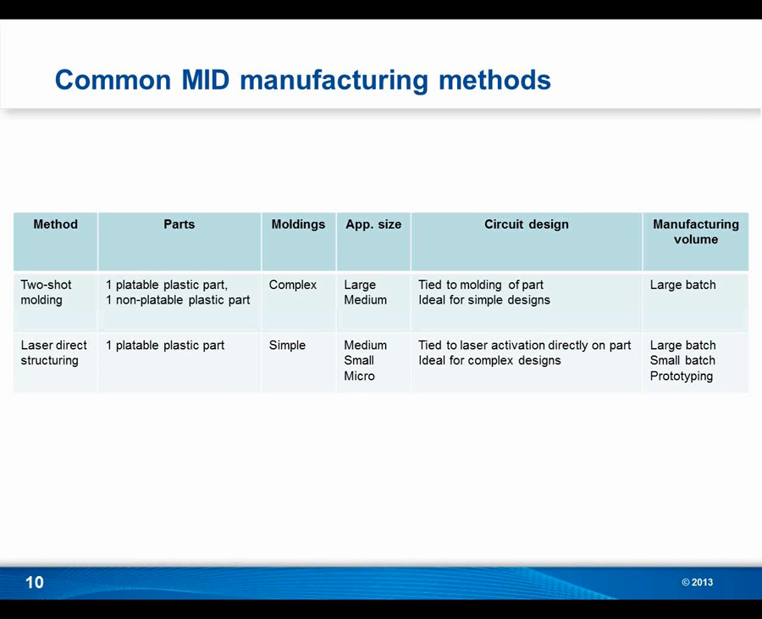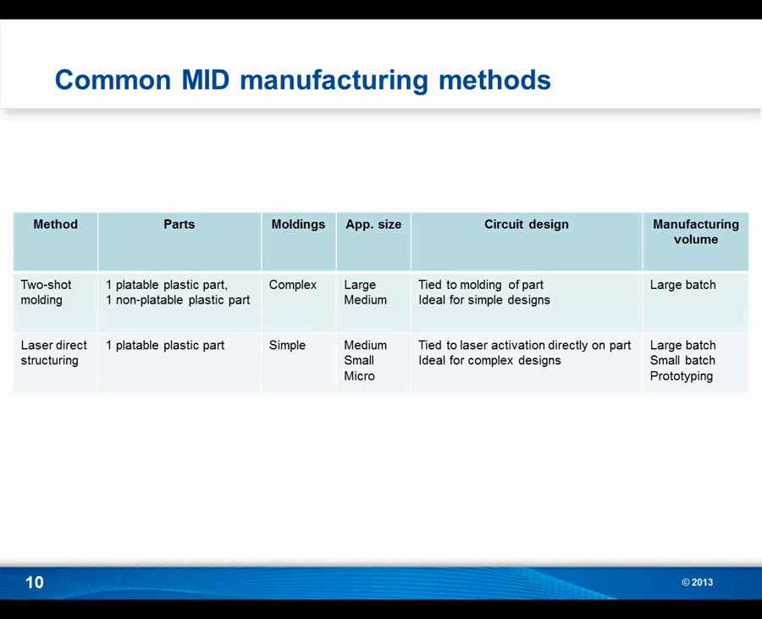So while you look over the table on the screen, Stefan, I wanted to ask you to break down the differences between two-shot molding for MIDs and laser direct structuring for MIDs. Yeah, the general difference here is that two-shot molding, for those of you who are not familiar with this, works with a molding tool that uses two completely separate plastic materials. One of them is a standard plastic, and the other is a plateable plastic material, basically a plastic that is doped with a catalyst to be plated.